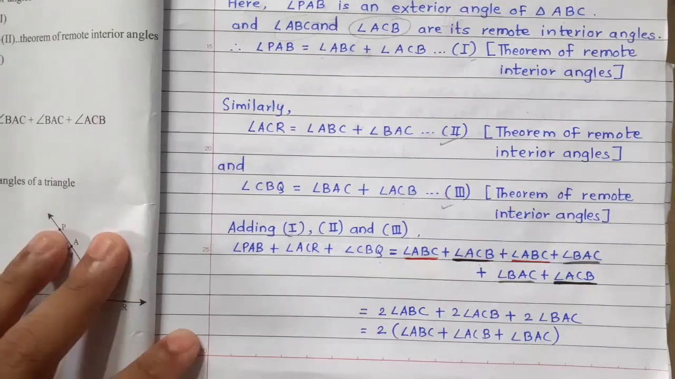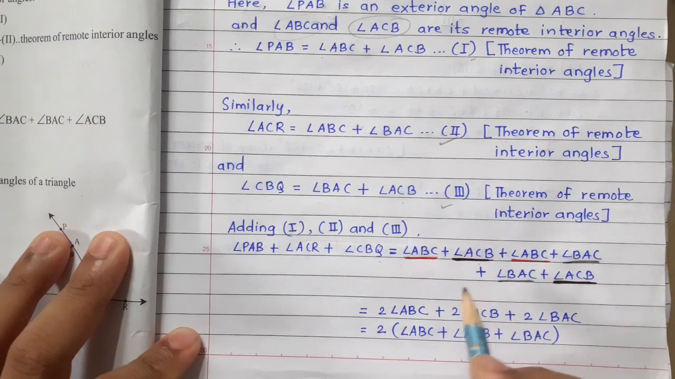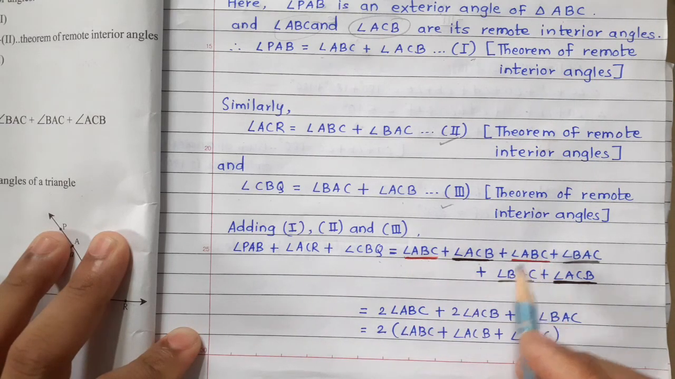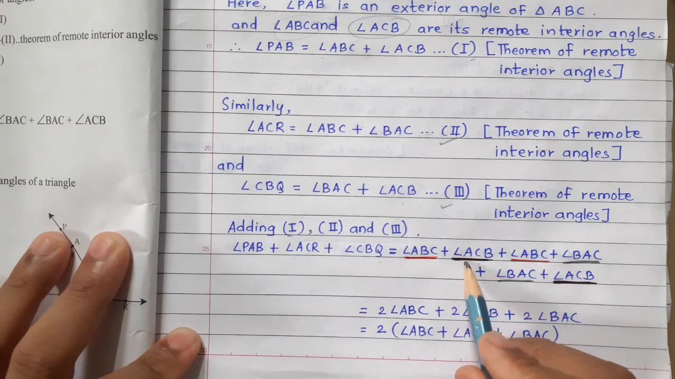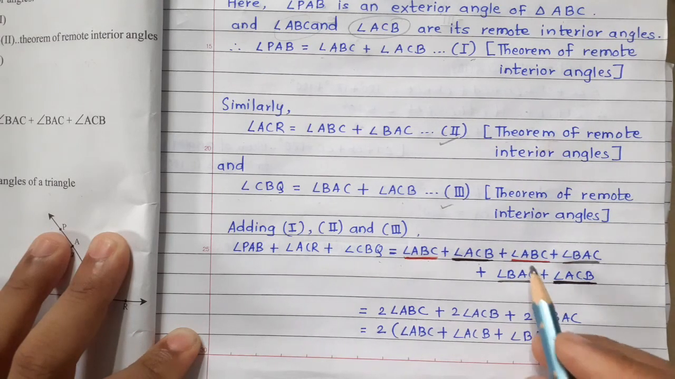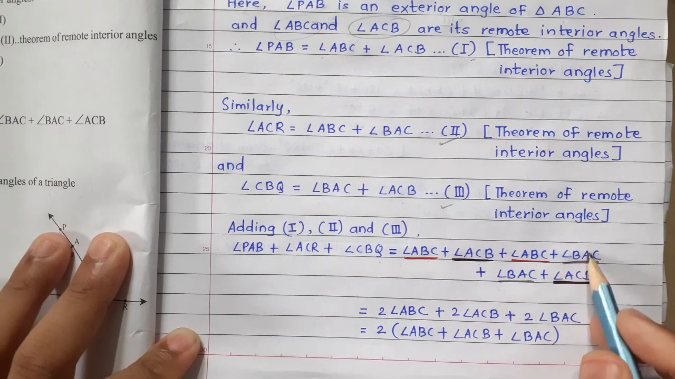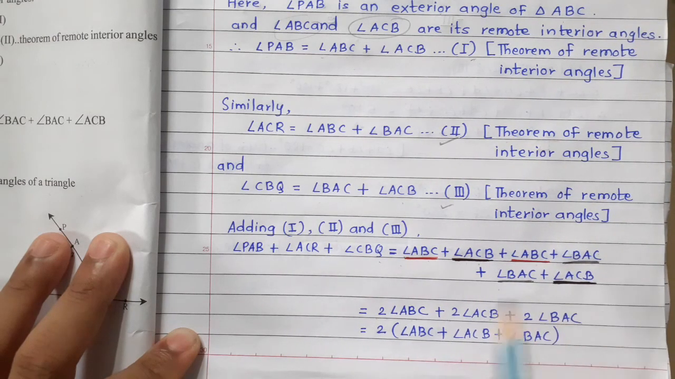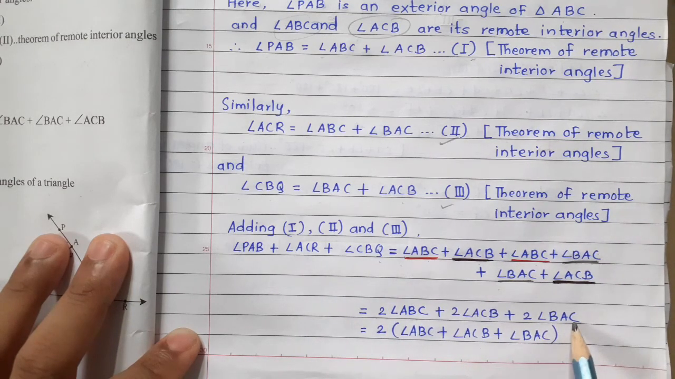Now here we have like terms: angle ABC plus angle ABC, that is 2 times angle ABC. Then angle ACB plus angle ACB, that is 2 times angle ACB. Then angle BAC plus angle BAC, that means 2 times angle BAC. We are adding like terms. So we have 2 times angle ABC plus 2 times angle ACB plus 2 times angle BAC.